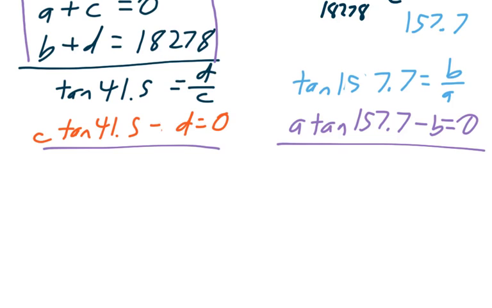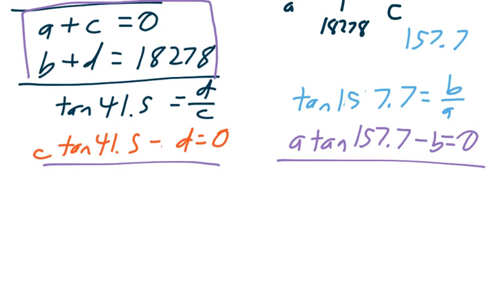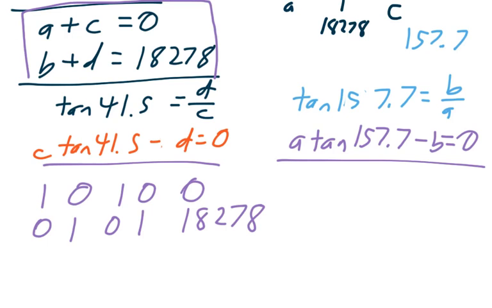So from the first equation, what I'm going to put in my matrix is 1, 0, 1, 0, 0 for A, B, C, D, and then the answer. So the next one is 0, 1, 0, 1, 18,278.